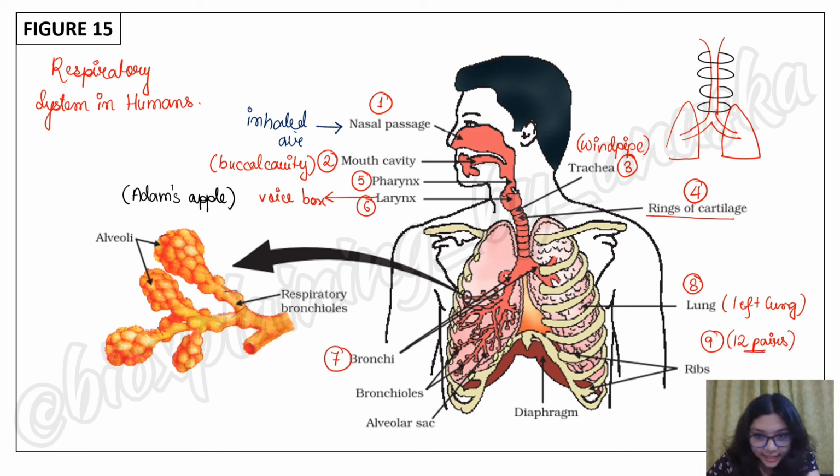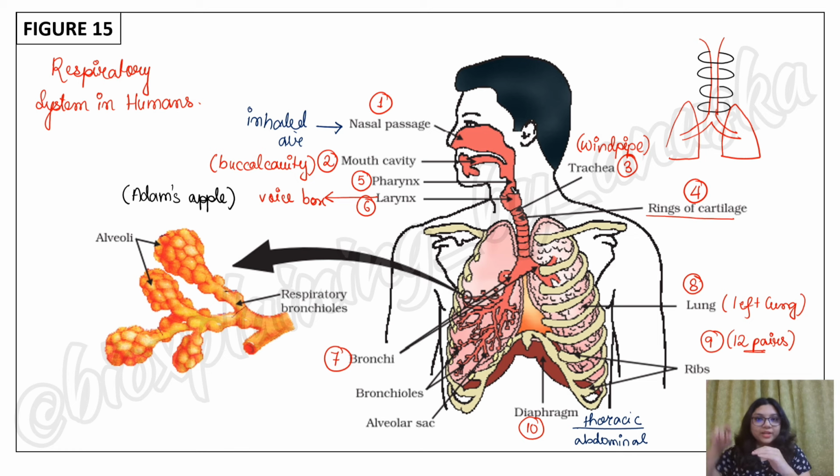Then part number 10 that we have here is the diaphragm. The role of the diaphragm is to separate the thoracic cavity from the abdominal cavity. Another function is that it changes its shape during inhalation and exhalation. The diaphragm is a dome-shaped structure. It contracts and flattens down, thus increasing the volume of the thoracic cavity during inhalation. So air gushes in.